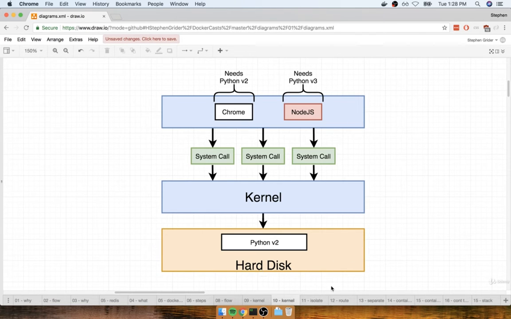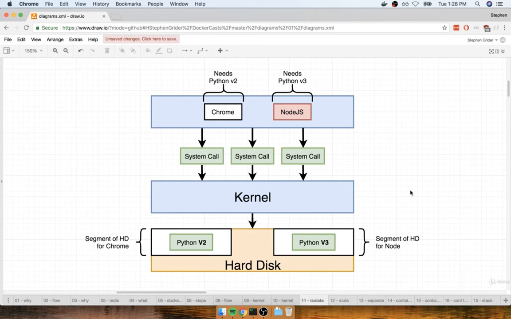Well, one way to do it would be to make use of an operating system feature known as namespacing. With namespacing, we can look at all of the different hardware resources connected to our computer, and we can essentially segment out portions of those resources. So we could create a segment of our hard disk specifically dedicated to housing Python version 2. And we could make a second segment specifically dedicated to housing Python version 3.